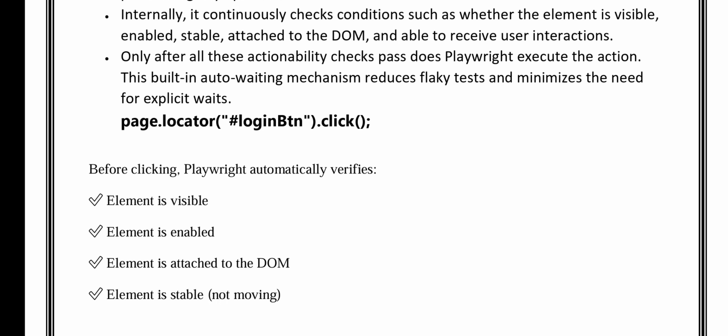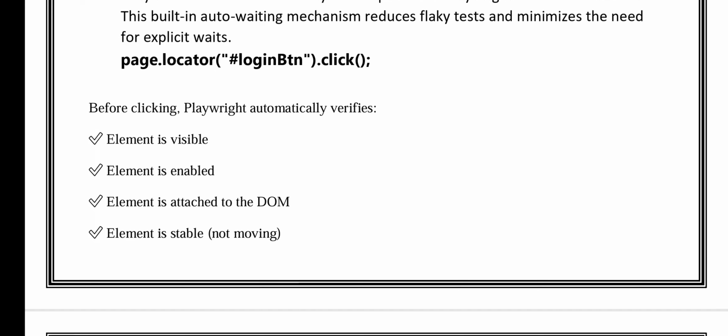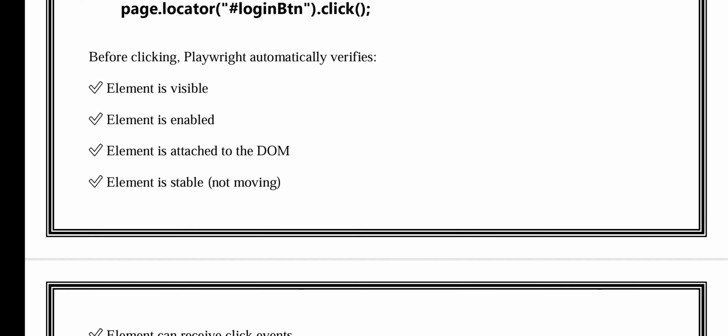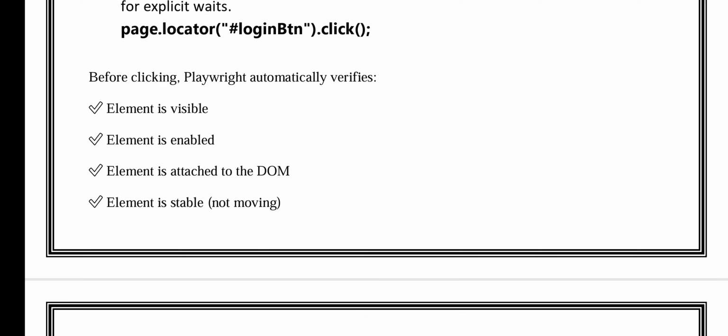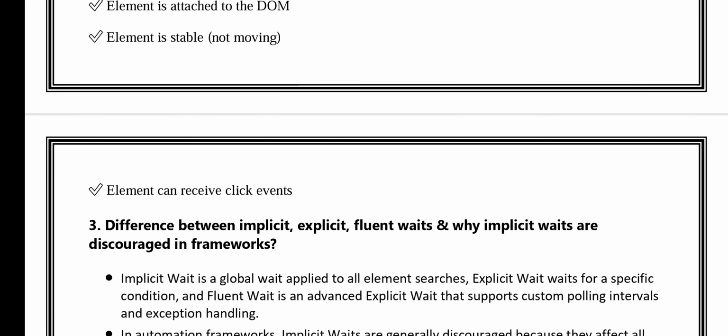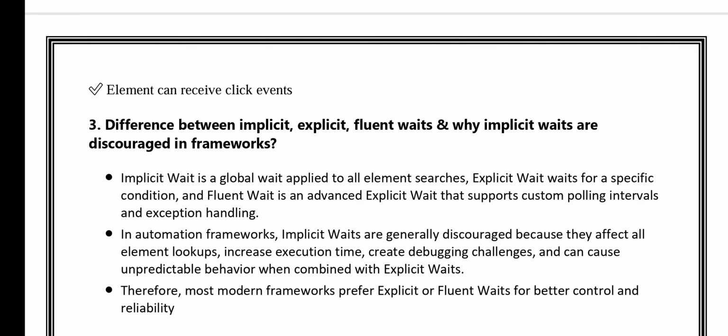This is a sample command. When we perform this command, before clicking, Playwright automatically verifies that the element is visible, the element is enabled, the element is attached to the DOM, and the element is stable, and that the element can receive click events.